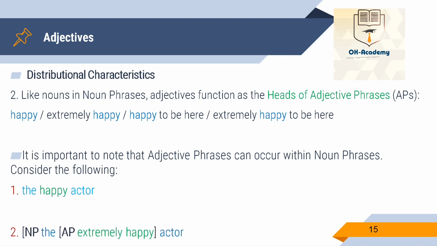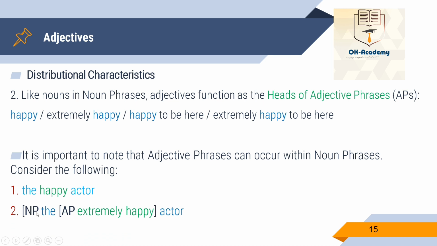And it's important to note that adjective phrases can occur within noun phrases. Look at this example. The happy actor is a noun phrase, and then we can say the extremely happy actor. So from the till the end, actor, together is a noun phrase, and extremely happy is an adjective phrase that occurs within the noun phrase.